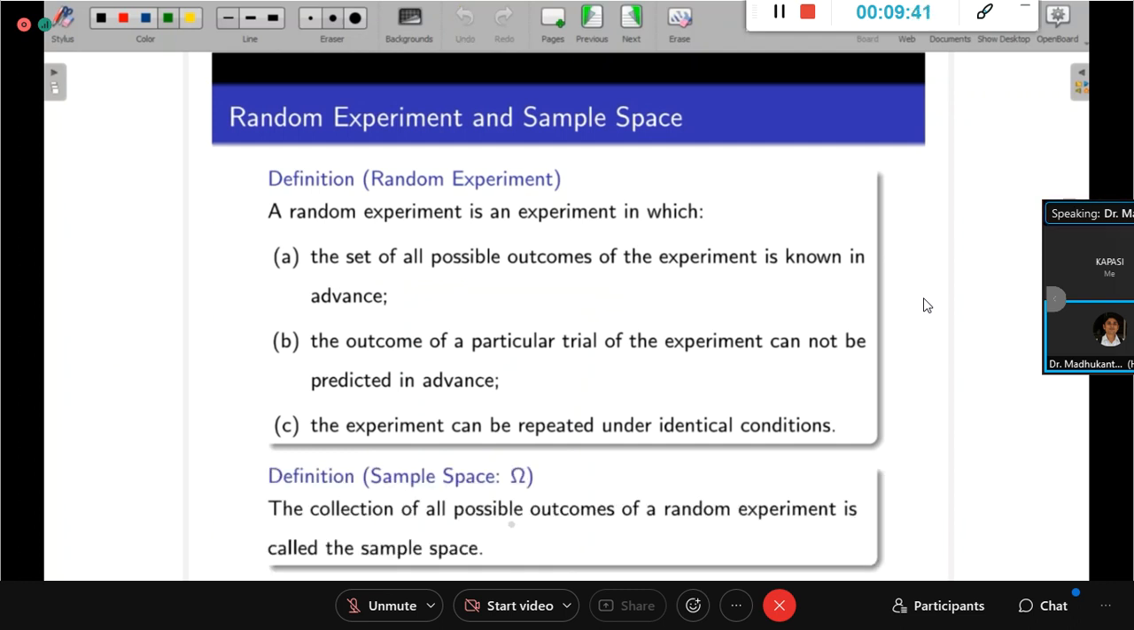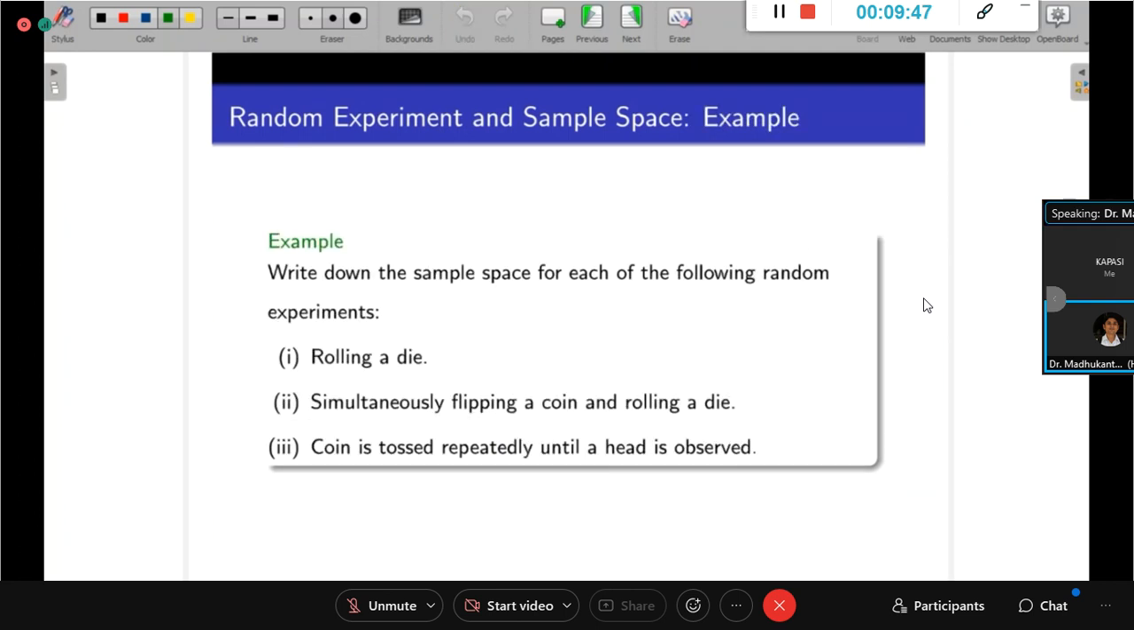So I have denoted this sample space omega. The collection of all possible outcomes of a random experiment is called the sample space. Now, this is an example which you can do yourself quickly. Write down the sample space for each of the following random experiments. If you have a pen and paper, you can write it down very quickly. What will be the omega in the first case, the second case, and the third case?